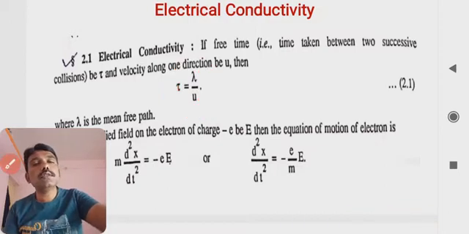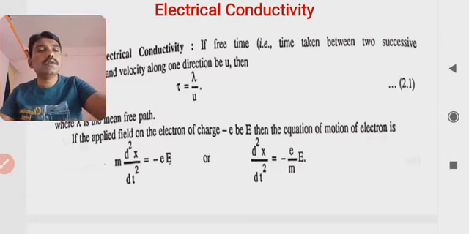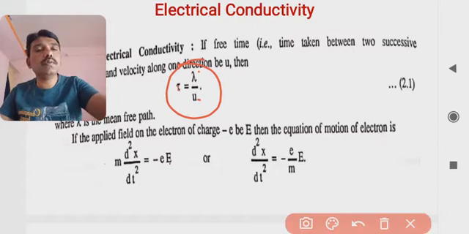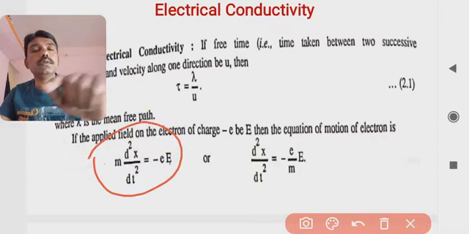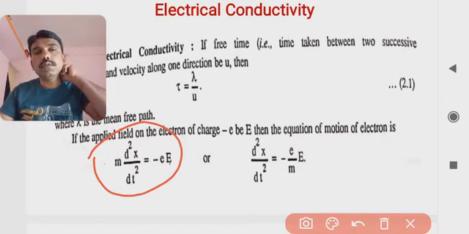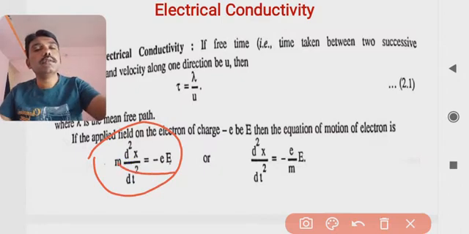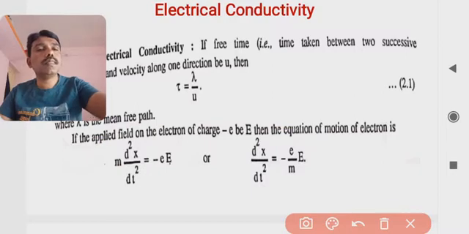Now, if an electric field is applied, where capital E is the electric field applied, the equation of motion of the electron is given by m d2x by dt square is equal to minus e into capital E, where minus e is the charge of the electron. Dividing by m, we get the new relation d2x by dt square is equal to minus e into capital E by small m. This is the equation of motion of the electron.